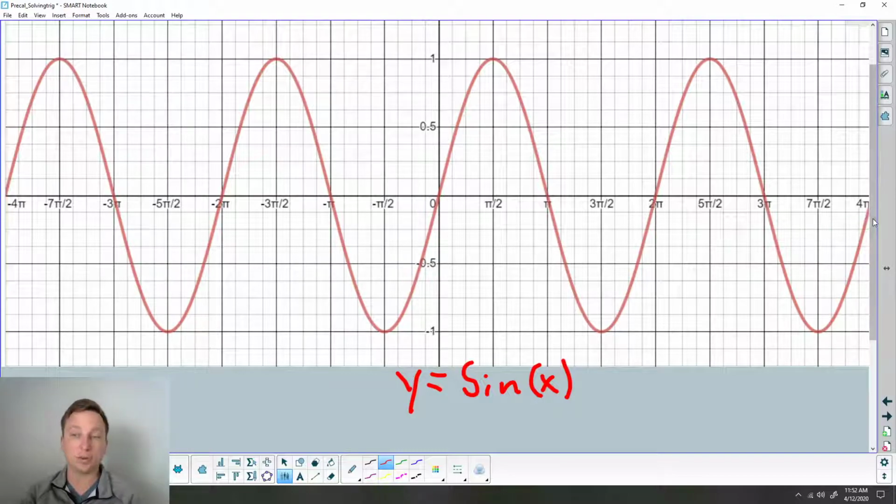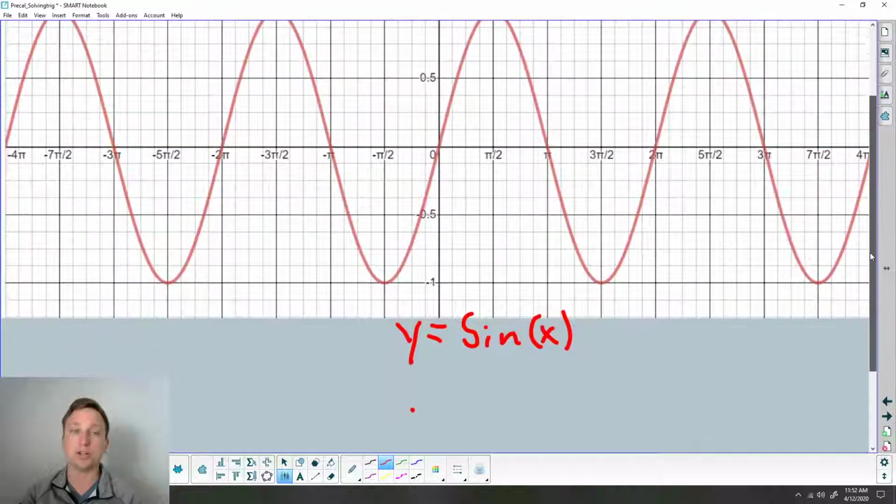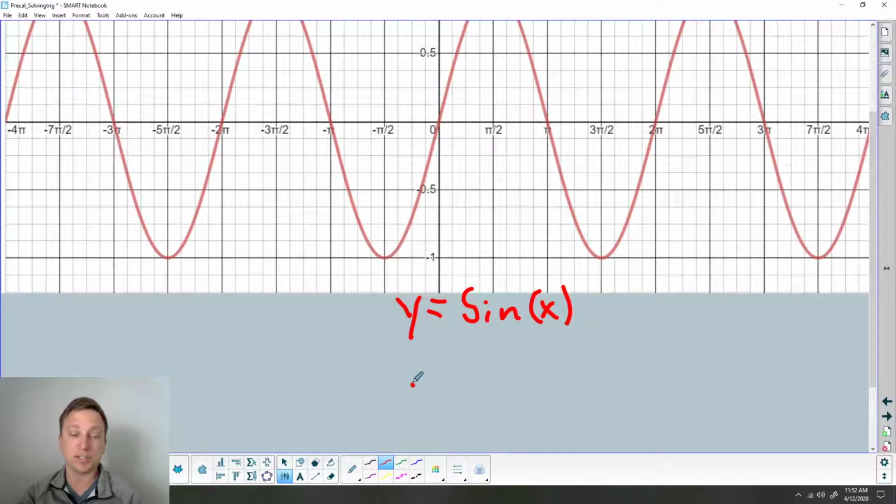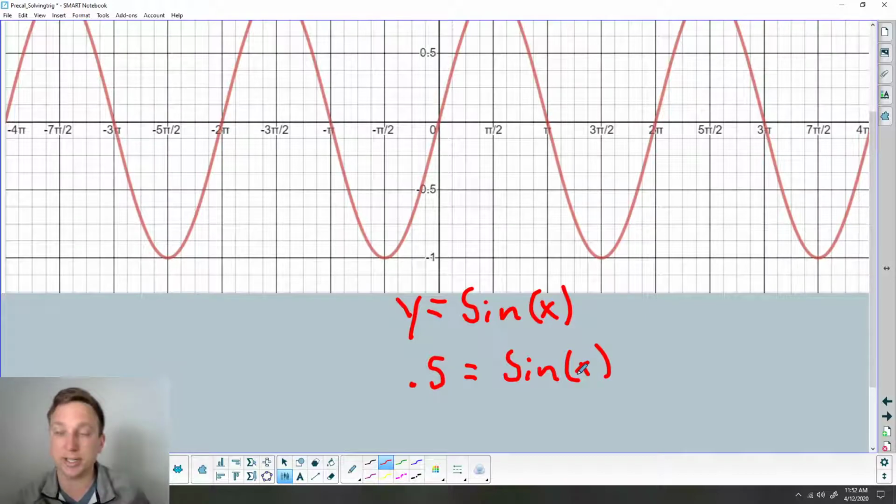So with graphs, what we can use them for is we can use them to actually solve equations. So what we're going to do right now is build an equation. If I want y to equal 0.5, I can say 1/2 is sine x. What I've just done now is I've set up a trigonometric or a trig equation. I want to find what x values I need to take the sine of to get 1/2 out for y. So with the graph, we can actually use the graph to solve this, and I'll show you how.